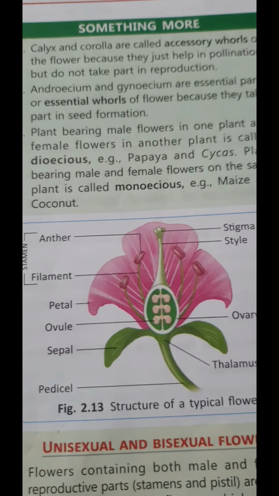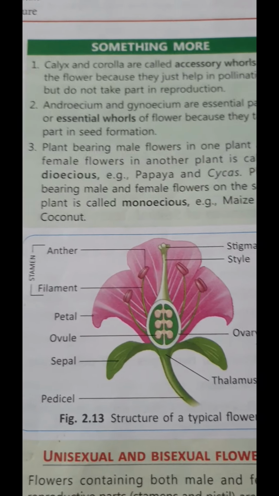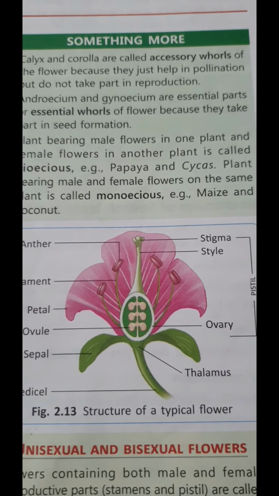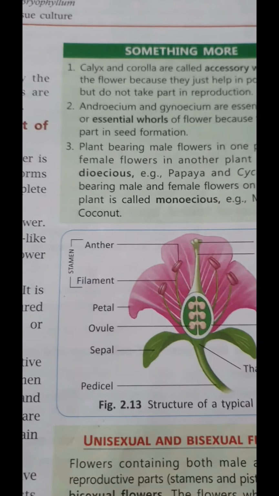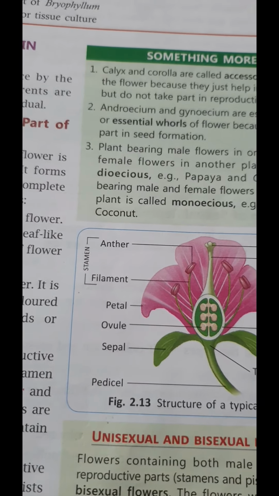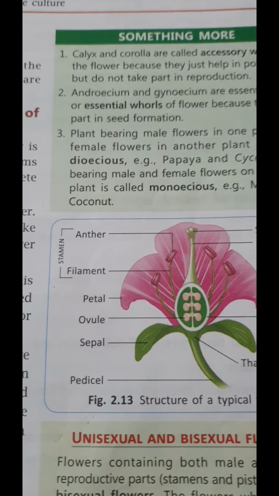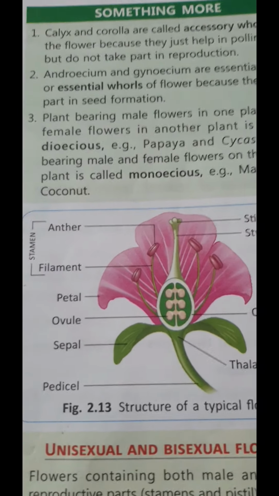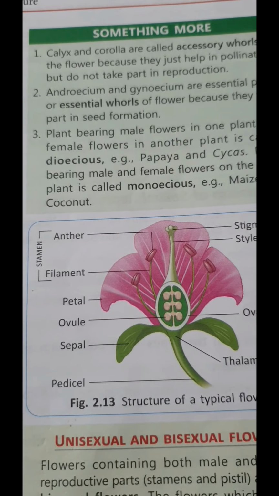Now androecium and gynoecium are essential whorls. Why? Because they take part only and only in reproduction. So calyx and corolla are accessory whorls, and androecium and gynoecium are essential whorls.